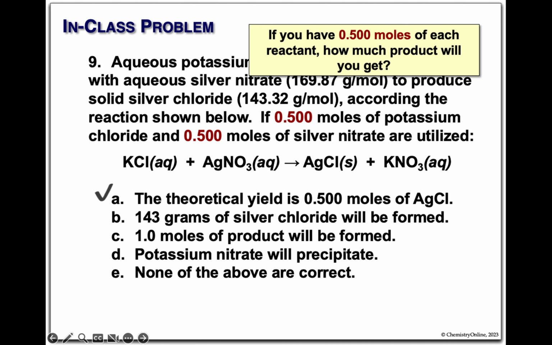B, 143 grams of silver chloride. Well, here is this molar mass. 143 is 1 mole, isn't it? Half a mole would be half of that, 70 something. So that's not right. 1 mole of product? Nope, we just said half mole of product. Potassium nitrate will precipitate, good luck. All nitrates are soluble. And A is our correct answer.